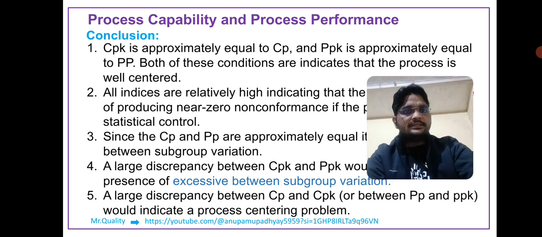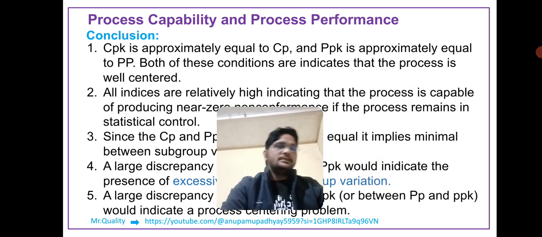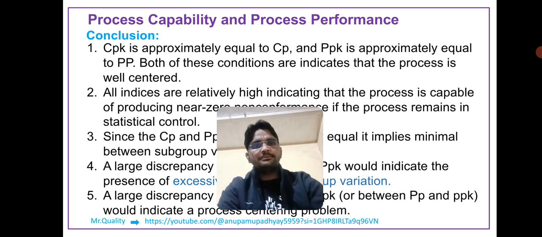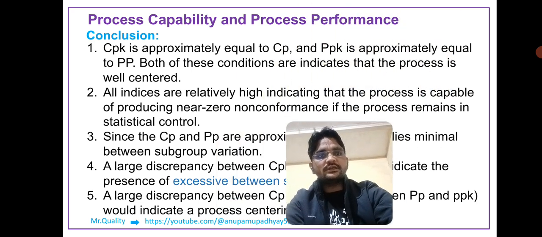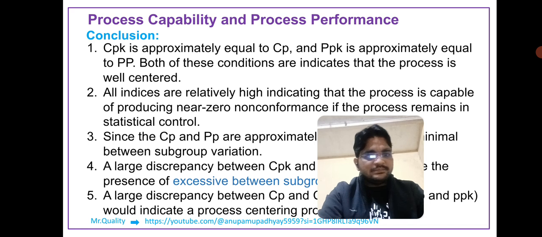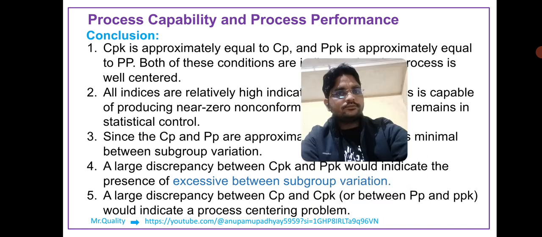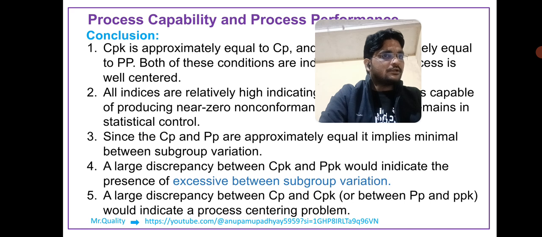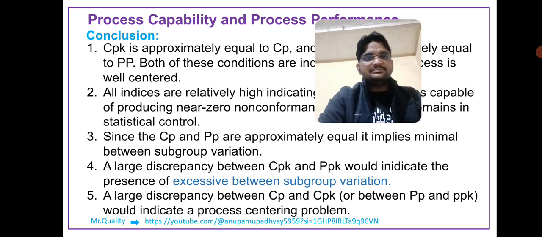All indices are relatively high, indicating that the process is capable of producing near zero non-conformance if the process remains in statistical control. Since CP and PP are approximately equal, it implies minimal between subgroup variation. Minimal means minimum variation, almost zero variation.